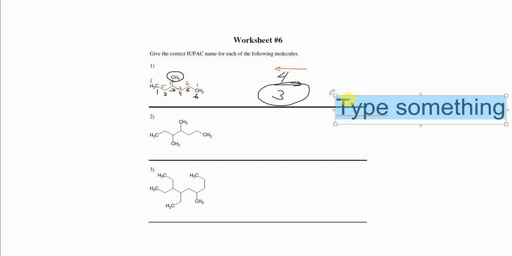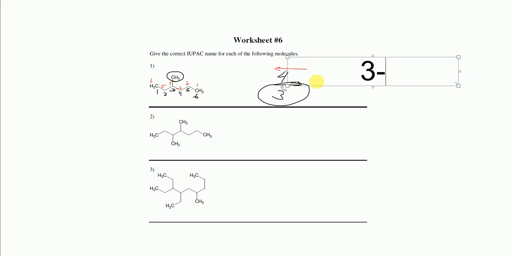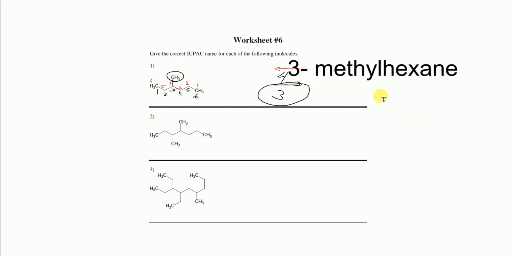So for this molecule, my name is going to be: it's a 1 carbon substituent, so it's a 3-methyl hexane. Now you just name the whole thing. Since I only have one substituent, this is the last one, so it's named 3-methyl hexane. You just merge it with the parent. So that's all for that one.